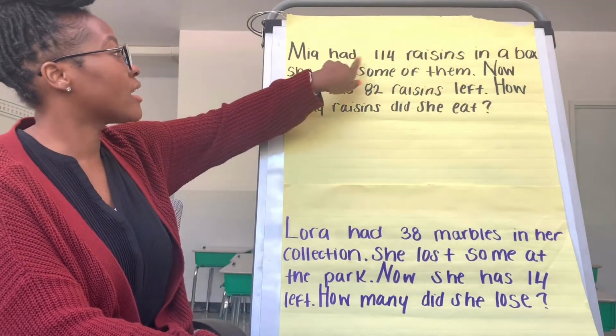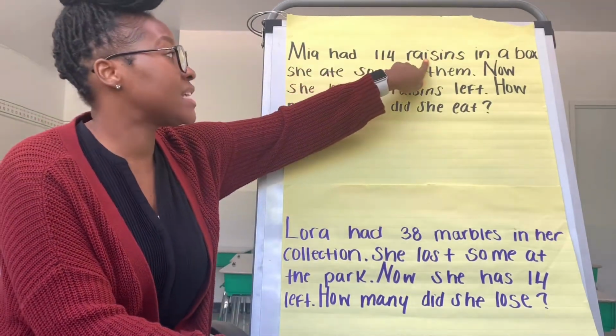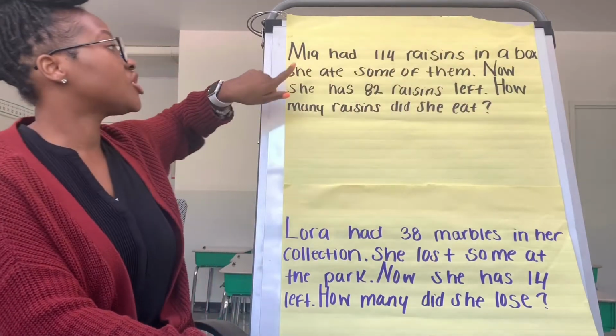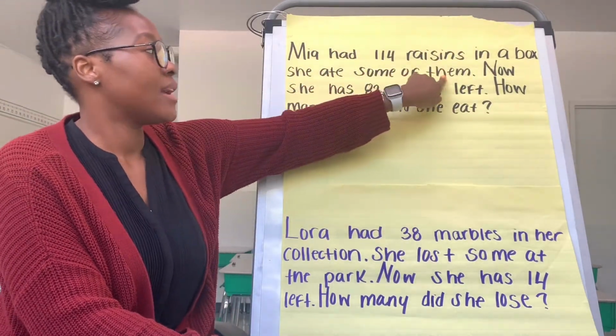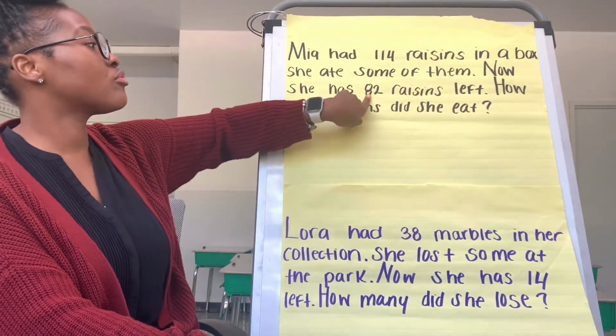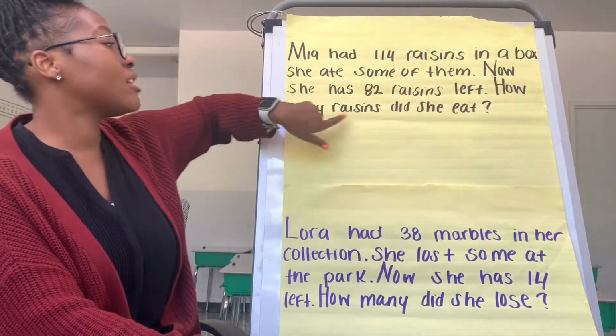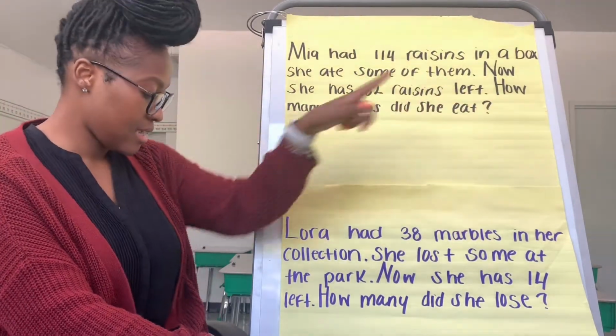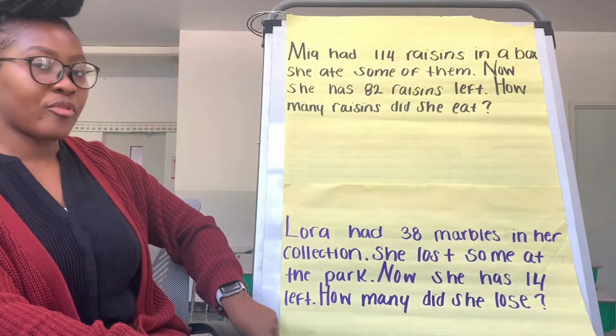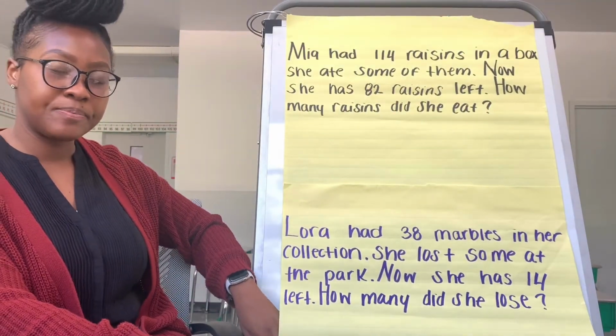Mia had 114 raisins in a box. She ate some of them. Now she has 82 raisins left. How many raisins did she eat? So what's one thing we know from the story problem? Tell me.